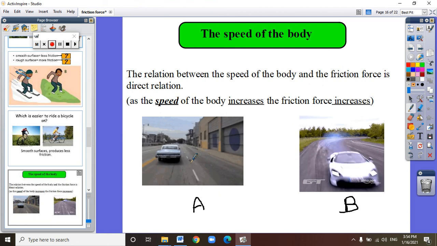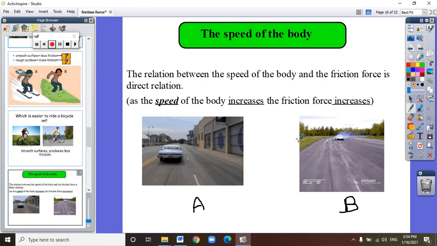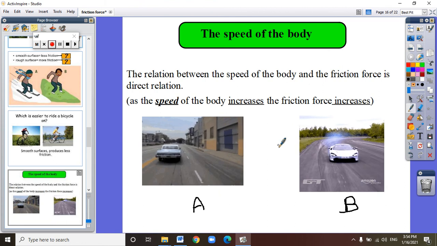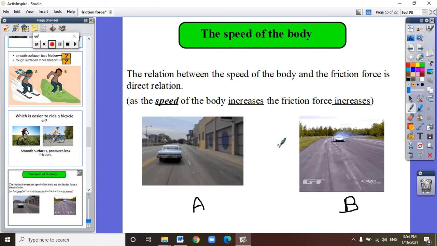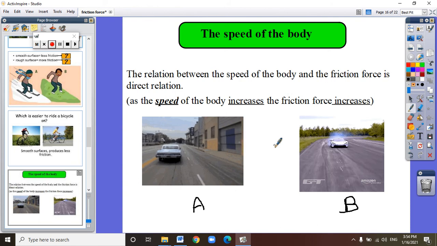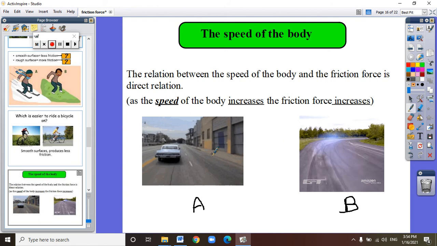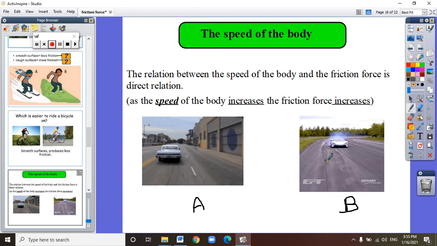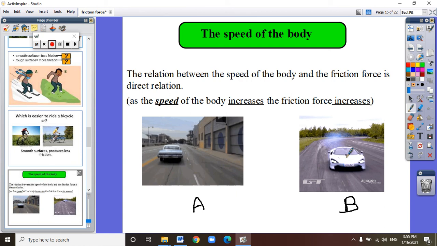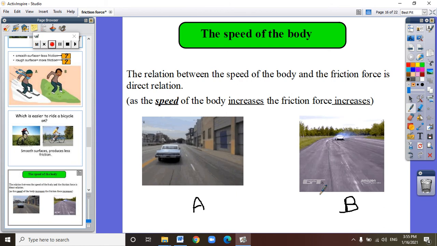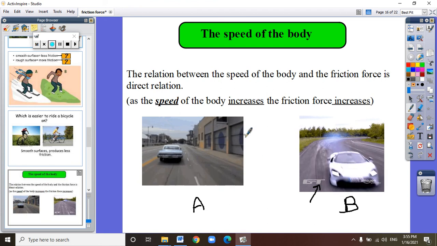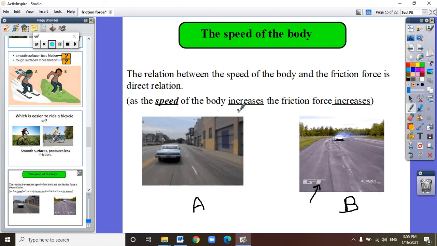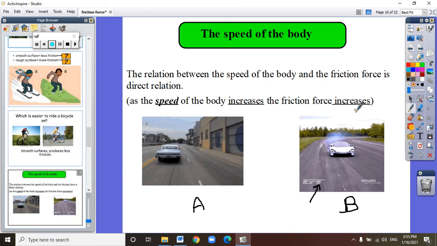If I want to stop both cars, the friction force will increase and I need a large amount of friction force to stop the car that is moving slowly in A or the car that is moving very fast in B. Very good. The car which is moving very fast in B. So when the speed is increasing, the friction force is increasing.